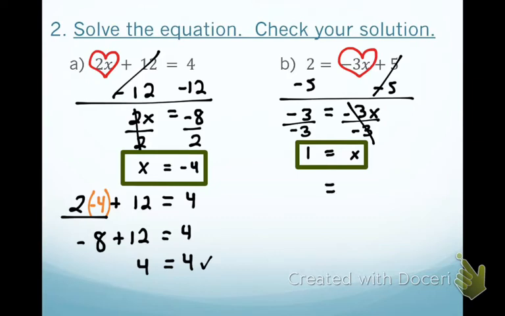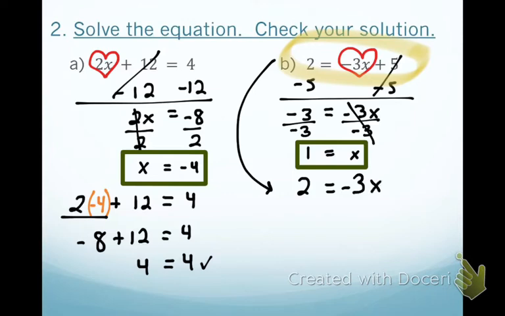All right. Now I'm going to rewrite the original problem. So remember, we're taking this right here, and I'm just rewriting it down there. 2 equals negative 3 times x plus 5. Since we know what x is, what do I plug in for x? Okay. And remember, you don't want to just stick the 1 like this. You want to actually put in parentheses showing that you are multiplying by 1.